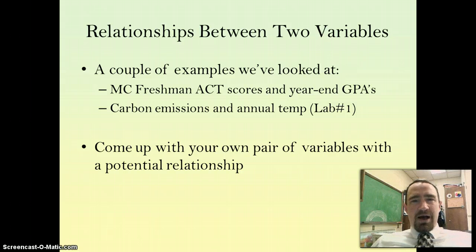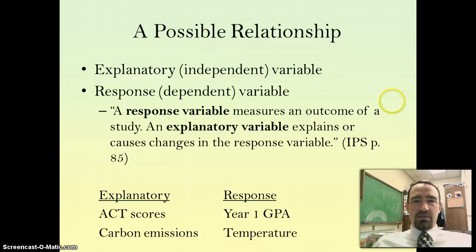Now, when we think about the two variables, ACTs and GPAs, carbon emissions and annual temp, your own two that you thought of, there's potentially different kinds of relationships that there could be between the two variables, but one of the most common ones, and one of the ones that we'll focus on, is an explanatory response relationship. Sometimes you'll hear this talked about as an independent variable and a dependent variable. What is this relationship about?